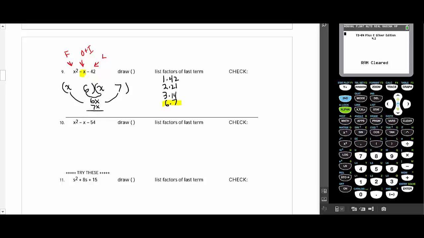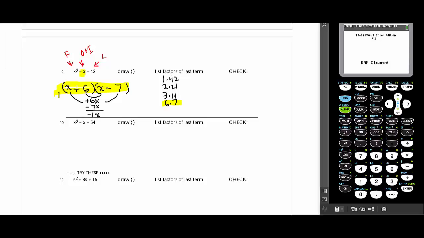So tell me, how do you make 6 and 7 add up to negative 1? Something's got to be negative. What has to be negative? The 7. Now the 6 has to be positive, right? Because you know 6 minus 7 is negative 1. Okay? So that means the plus goes with the 6, and the minus goes with the 7 like that. Okay, problem done.